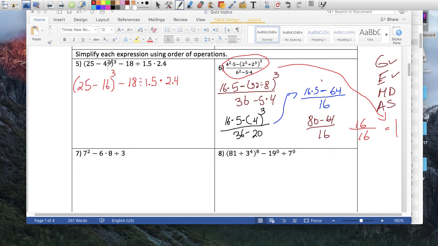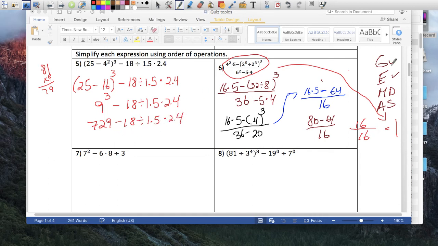25 minus 16 is 9. I'm going to take that 9 and raise it to the 3rd power, and then we're going to do 18. And again, I'm doing it one by one. 9 to the 3rd power is 9 times 9 times 9, and 9 times 9 is 81, and 81 times 9 is going to be 729. Minus 18 divided by 1.5 times 2.4.